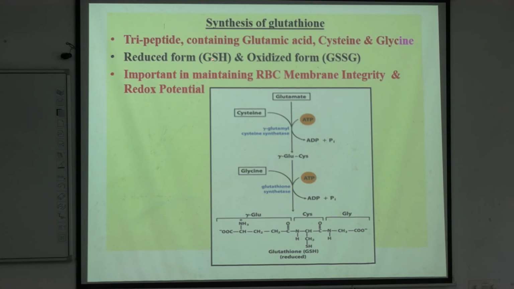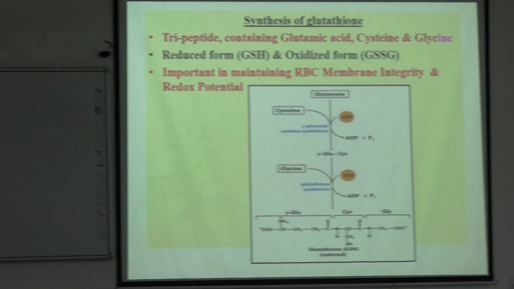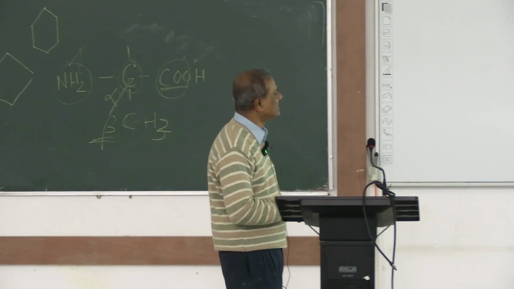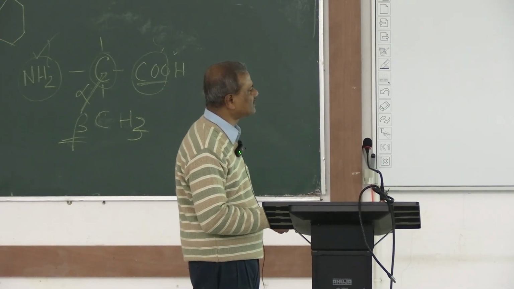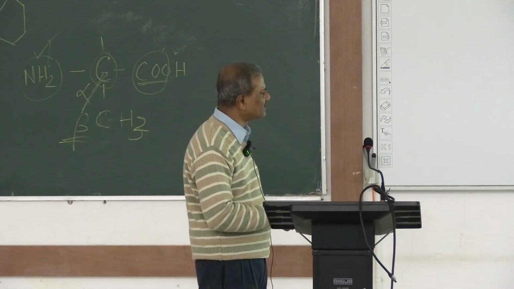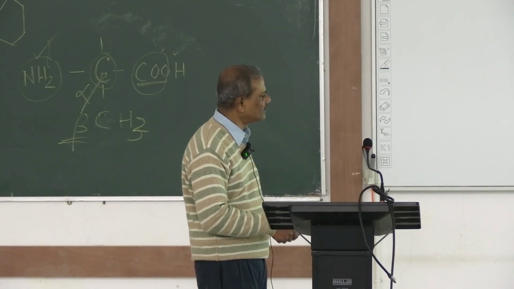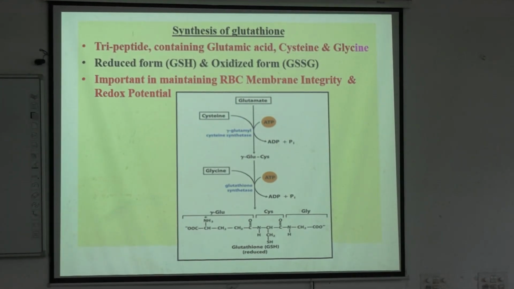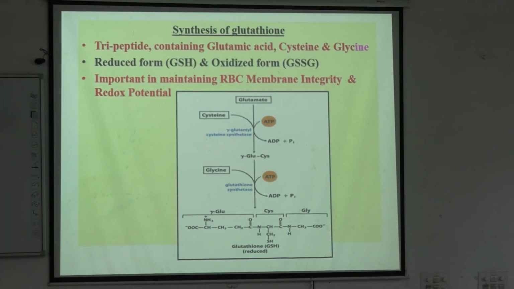If by chance, instead of GSH, too much of the oxidized form is formed, that structure cannot be maintained, and then the RBC membrane structure will be lost, and there will be hemolysis, the RBC will be ruptured, and you will read about that. I think this has been told also during your HMP shunt. In the initial stage, glutamate and cysteine combine, so glutamyl cysteine is formed, to which glycine is added, and then glutathione synthesis occurs. Basically what I want to emphasize is that glycine is one component of glutathione.